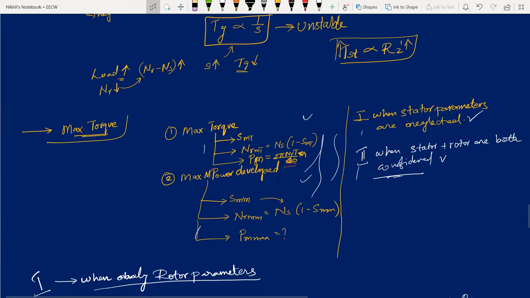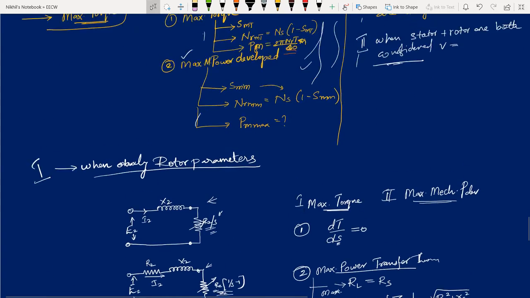So guys, as already discussed, we are now about to discuss how to derive the maximum torque and maximum mechanical power developed in two conditions. That is, case two, when all parameters are considered, and case one, when only rotor parameters are considered.